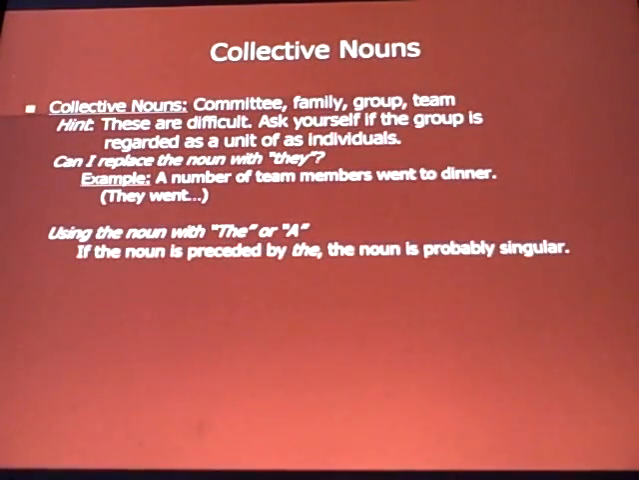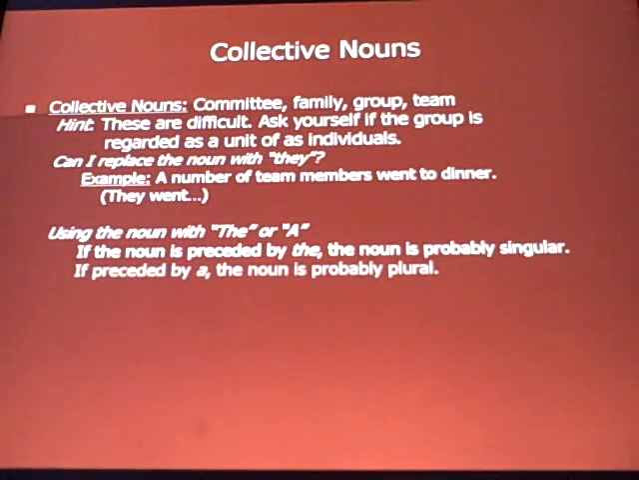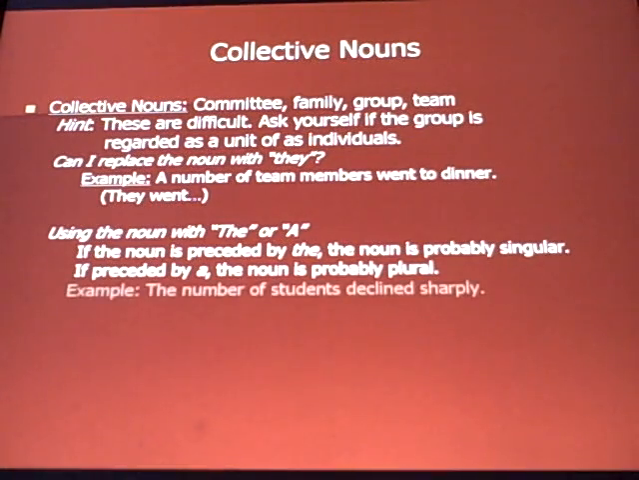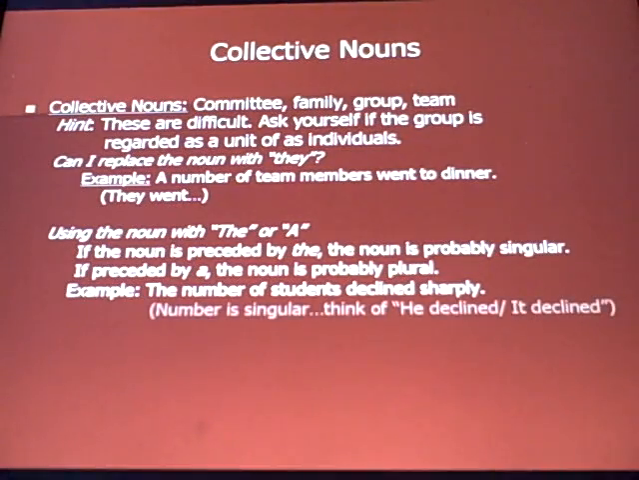Another hint is using the noun with the or a. If the noun is preceded by the, it's probably singular. If it's preceded by a, it's probably plural. The one above it, a number, was plural. The number of students declined sharply. The is a tip-off that it's singular. Maybe you could replace it with he declined, it declined, he, it. Both of those are singular.